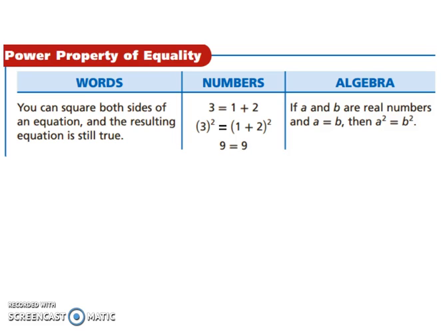So let's start with the power property of equality. Basically, if you square one side of the equation, you must square the other. So if we had 3 and we square it, and we have the quantity 1 plus 2 and we square that, either way you end up with 9.